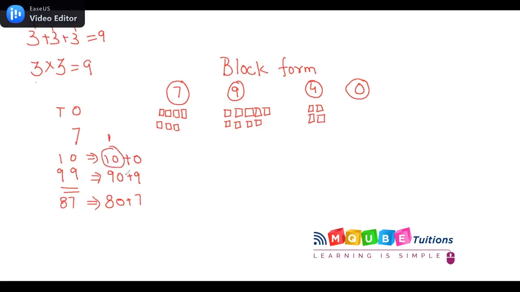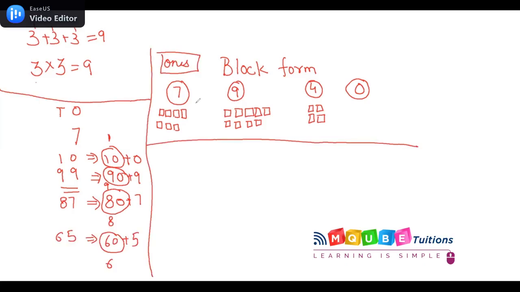So in 10, how many tens are there? 1 ten is there. In 90, how many tens are there, beta? 9 tens. Very good. And in 80? 8. Wonderful.